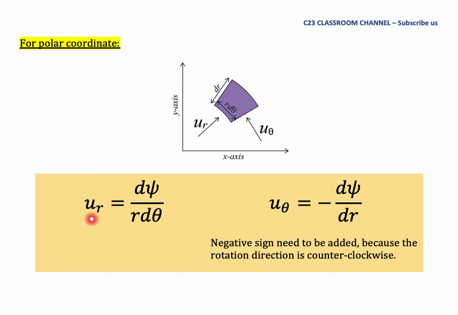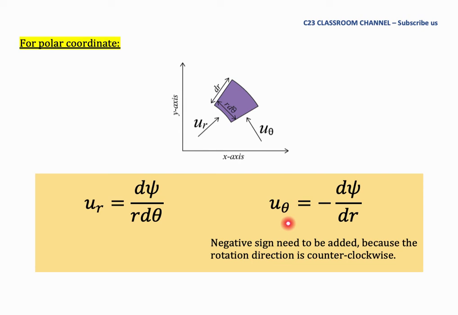We could write ur here is equal to d psi over r d theta. So this idea is totally the same with the idea of volume flow rate Q is equal to AV, and then we change it into V equal Q over A. So this is the idea of that one. And r d theta here is the length of this curve of this part, and we multiply it with 1 because the thickness is equal to 1 unit. So we have ur equal d psi over r d theta.